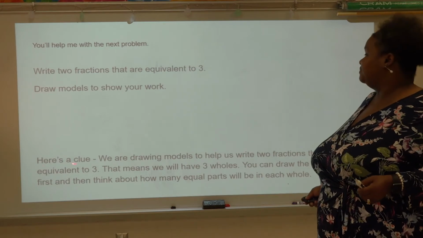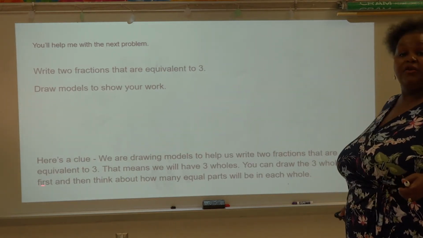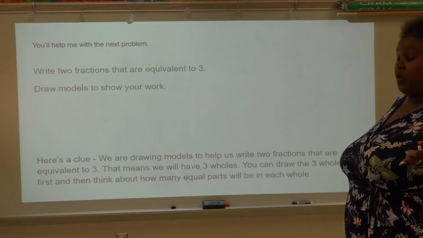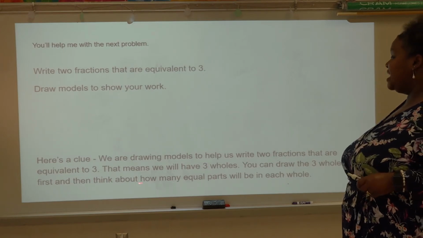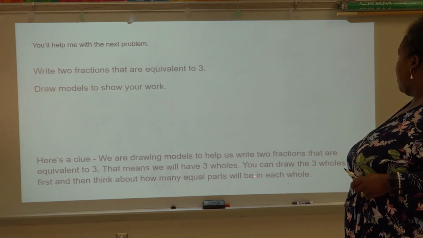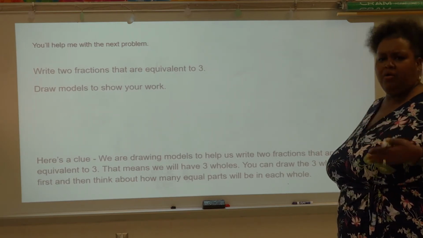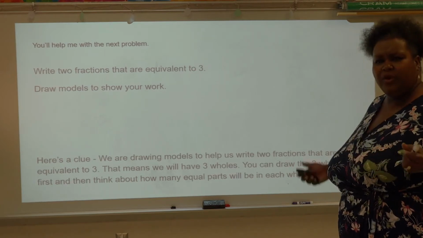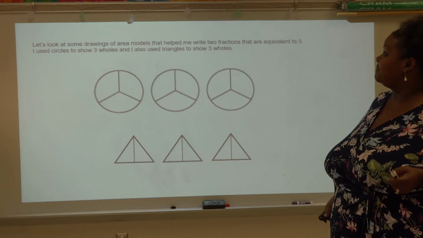Here's a clue. We are drawing models to help us write two fractions that are equivalent to 3. That means we have 3 whole. You can draw the 3 whole first and then think about how many equal parts will be in each whole. So it's saying draw your whole first. Draw 3 of them. And then we can break them apart. All right, on my next slide I did this.